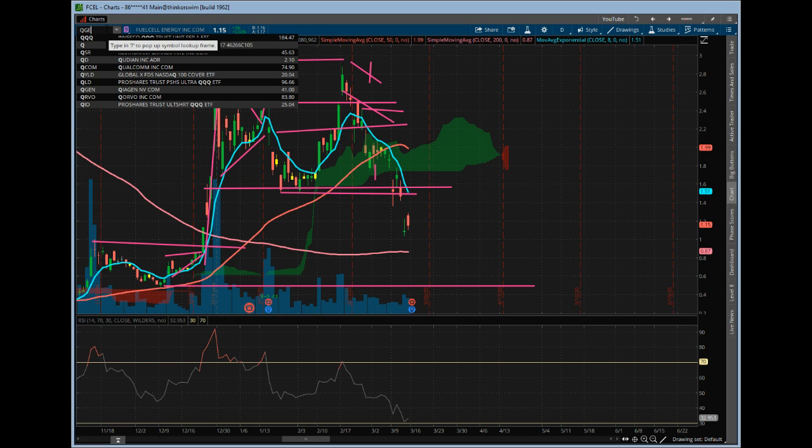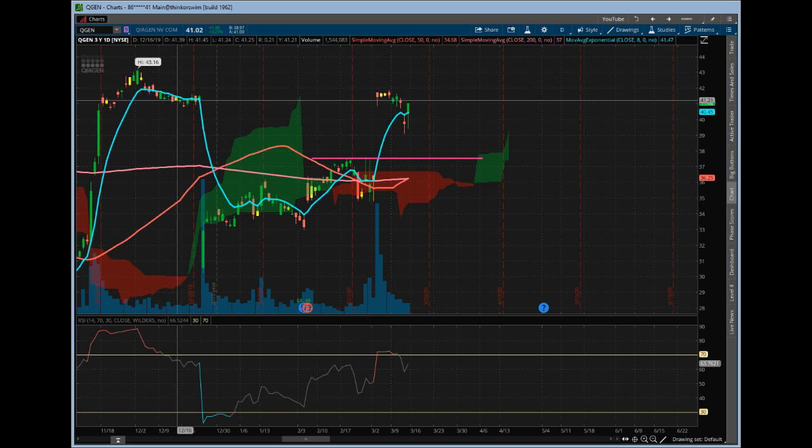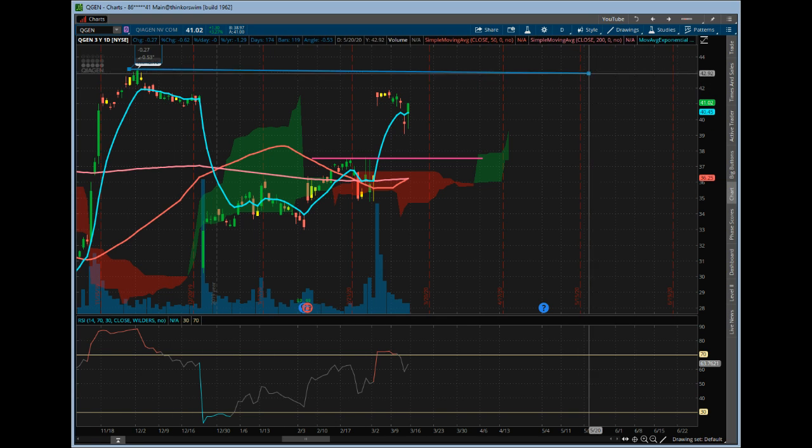QGen, let's take a look. Yeah, QGen, decent candle right here. I like how it gapped up over a lot of these key levels, so it seems to be holding up quite well, and it looks like it likes to do that. We had a congestion zone back here that held, came back down. Again, this 43.16 level looks like one that it would want to get above.